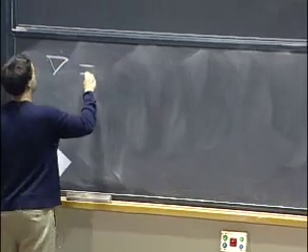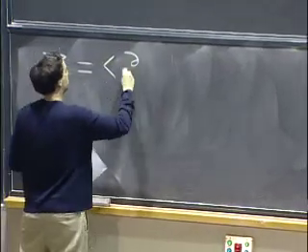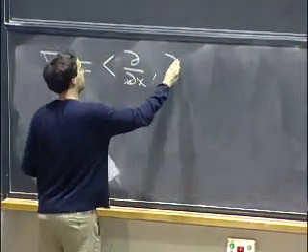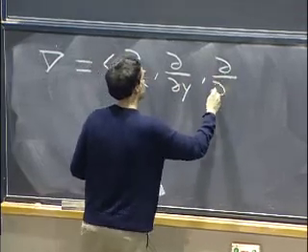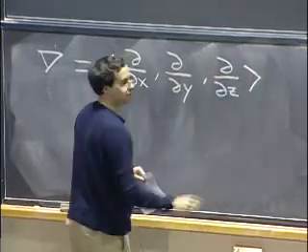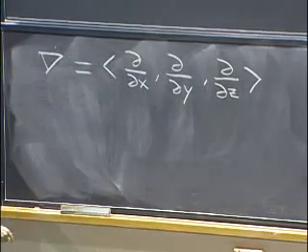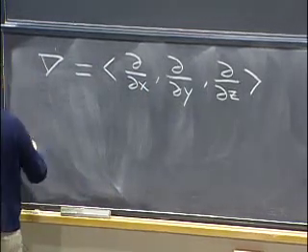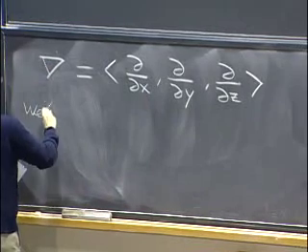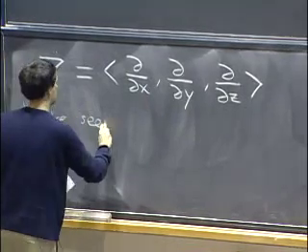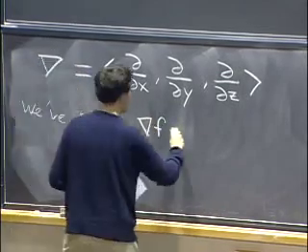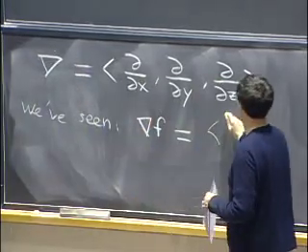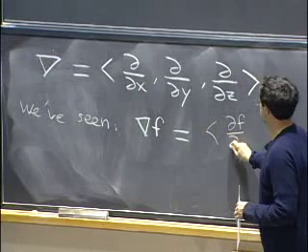In fact, remember we introduced the del operator. That was this symbolic vector operator in which the components are the partial derivative operators. So we've seen, well, if you apply this to a scalar function, then that will give you the gradient.